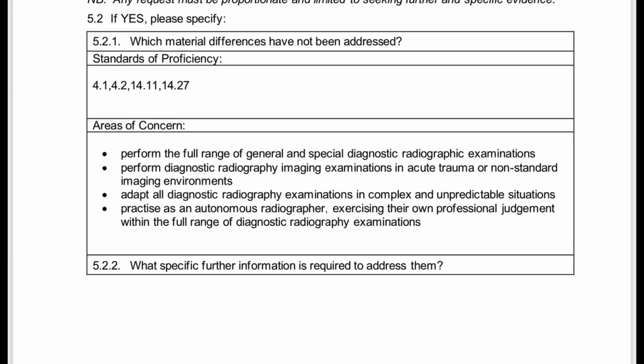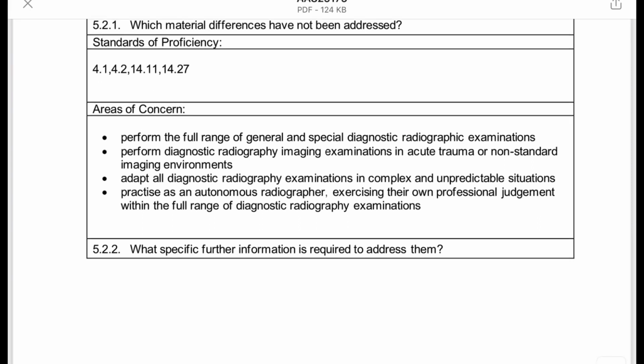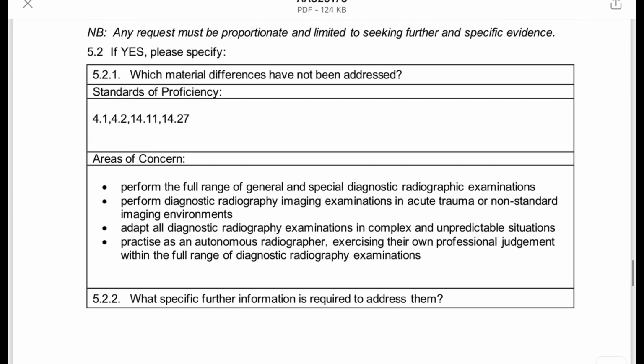So areas of concern: far from the full range of general and special diagnostic radiographic examinations. So when you are writing your professional experience, make sure you write what studies and what cases you are doing, and whether you perform diagnostic radiography imaging examination, acute trauma or non-standard imaging. So whether you are doing trauma or non-trauma, what the ranges are, what categories of patient you are doing, and whether you practice as an autonomous radiographer, like I was telling, autonomous or independent while doing the radiography, and whether you are able to take decisions when you come across a delicate incident or a difficult situation, and how you are judging the patient care. For every point, under areas of concern, they will mention what they need from you. So you have to make sure you are writing your professional experience nicely, covering all the points, and sending them back.